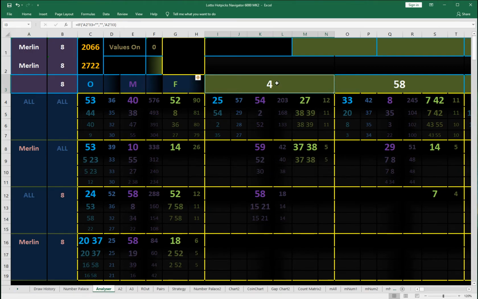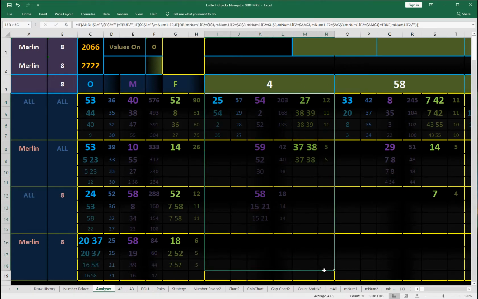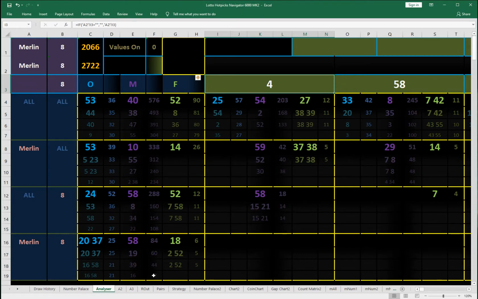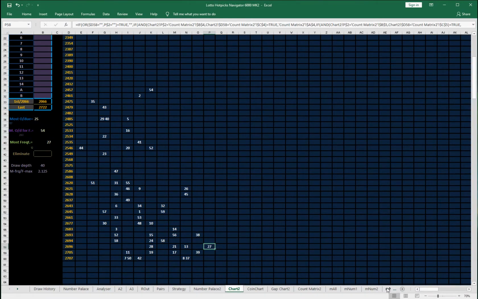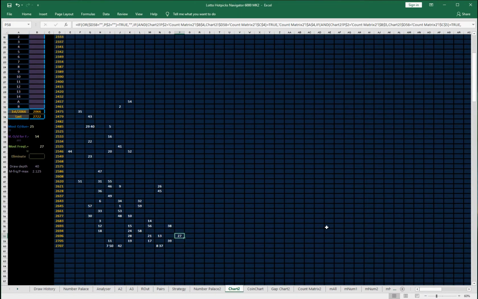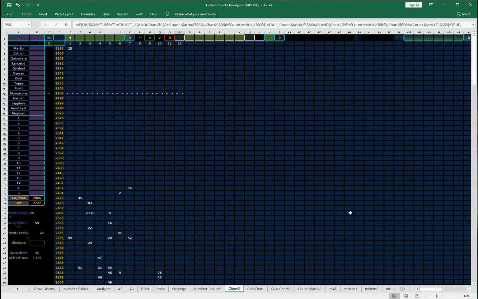So each column with a number at the top is basically filtering the draw history to only look at the draws where that number was included in the outcome. Now, there's all kinds of different ways to filter. And over here we've got the temporal filter section.